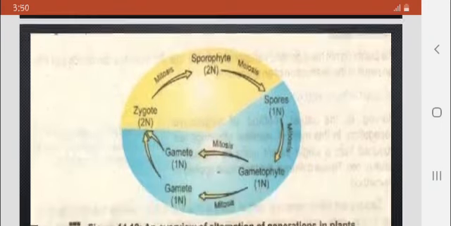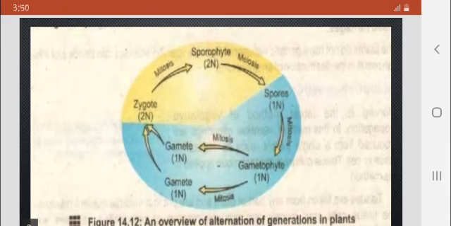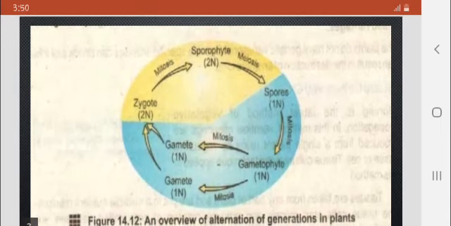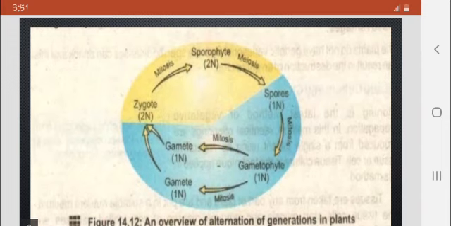Now look at this diagram. You have a sporophyte that is diploid. And this generation undergo a process that is called meiosis and produce haploid spore. These spores after mitosis produce a generation that is called gametophyte. And these gametophyte produce male and female gamete cell, egg and sperms.